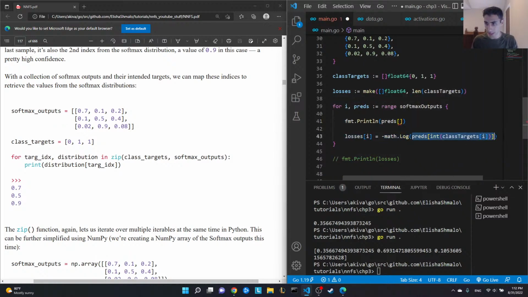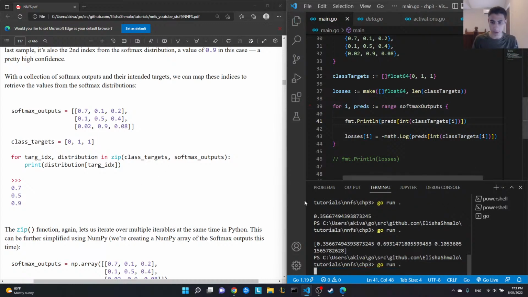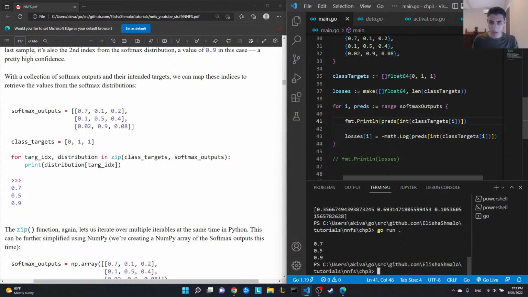This is what it is. The preds at index, the int of the class targets at index i. So let's see, and we should get the same values as he is, 0.7, 0.5, 0.9, 0.7, 0.5, 0.9. In fact, I'm going to actually make this a variable, value := that. And then over here, I'm actually just going to pass in value instead to make it look a little cleaner. Great.